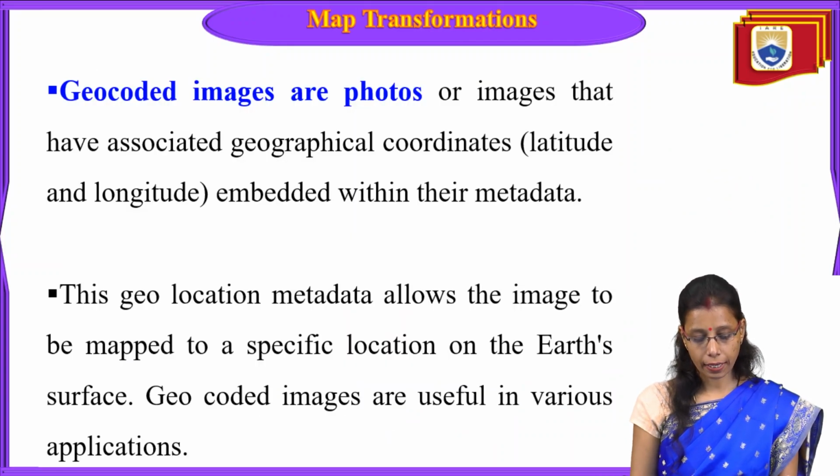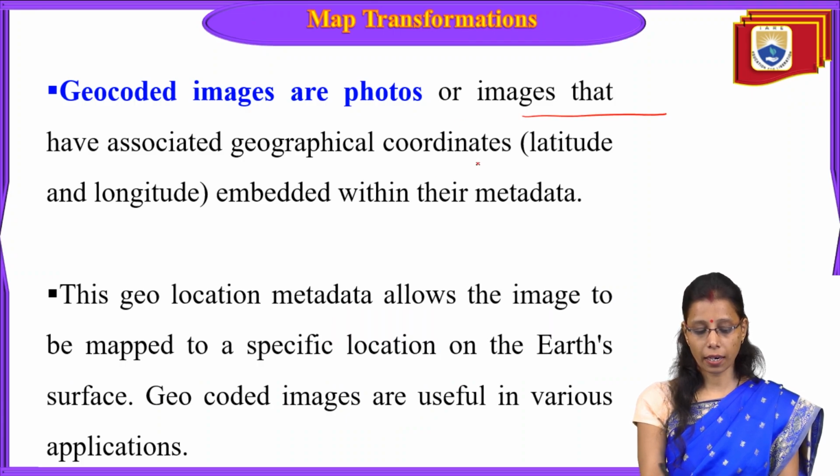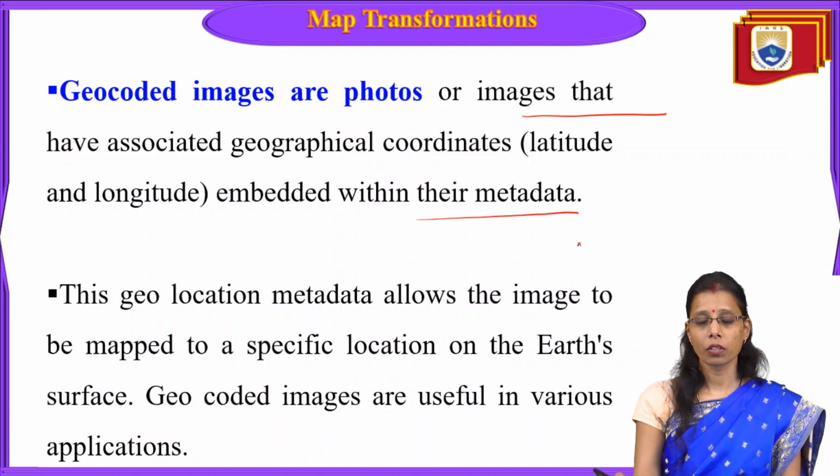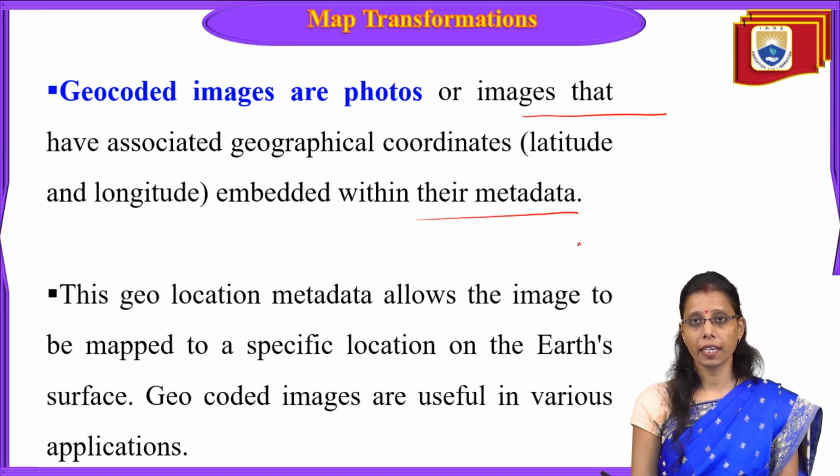Now geocoded images are the photos or images that have associated geographical coordinates, latitude and longitude, embedded with their metadata. So metadata, if you remember, is the data about the data. So these images will have geographical coordinates, latitude and longitude, embedded in their metadata. This geolocation metadata allows the image to be mapped to a specific location on the Earth's surface.